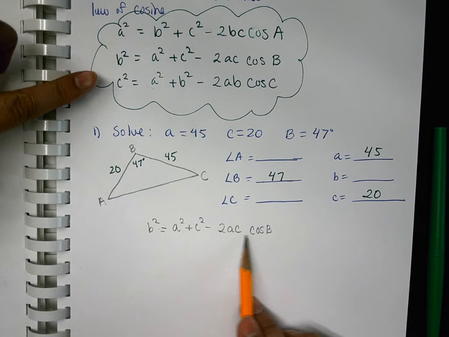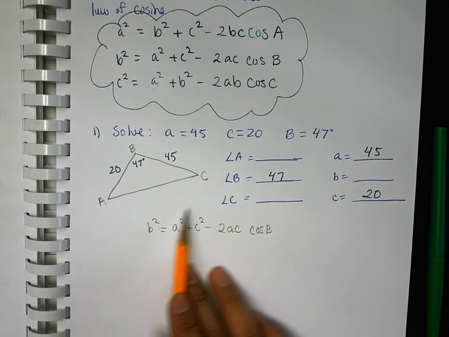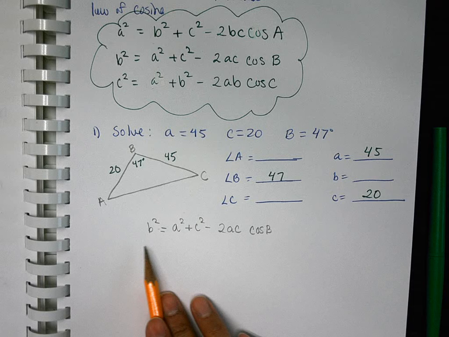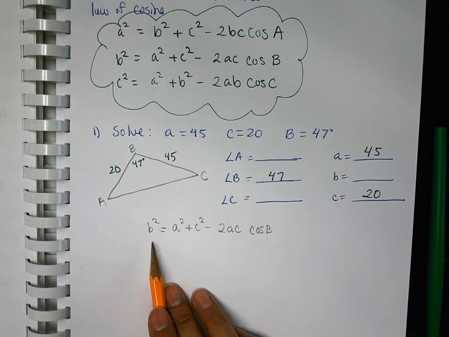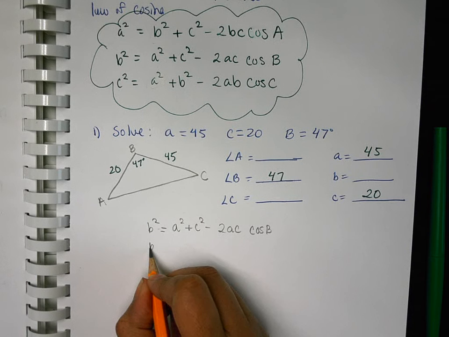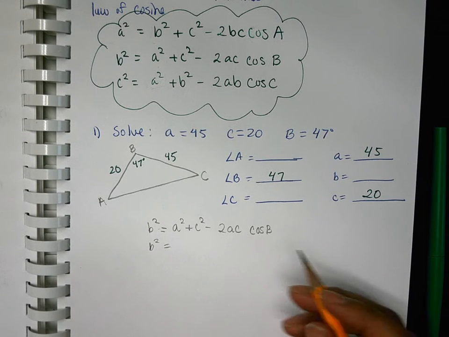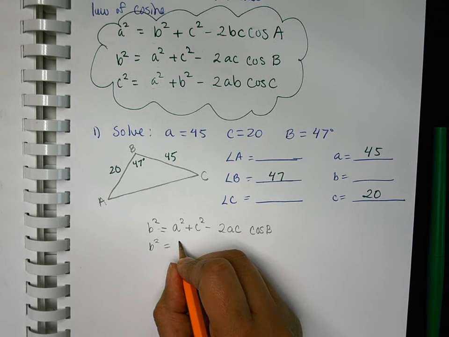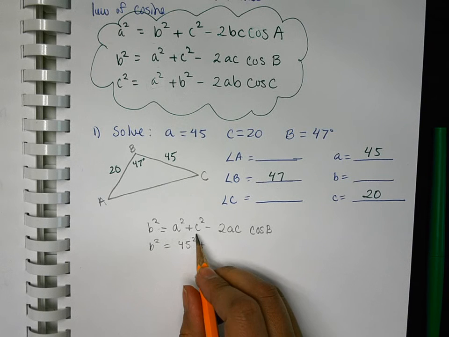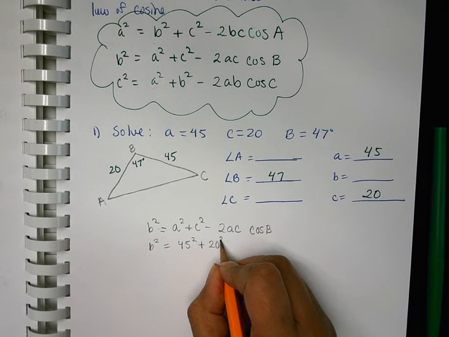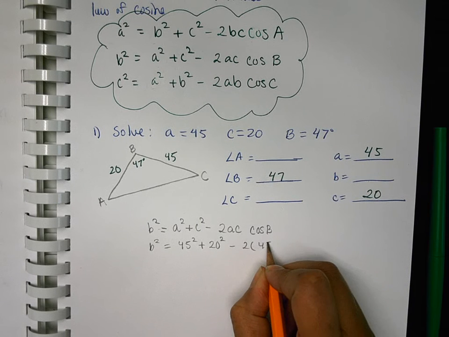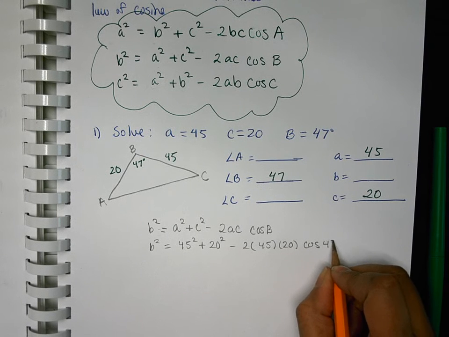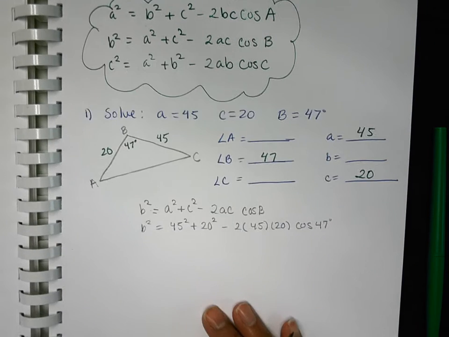Yes? All right, so do that when you're doing your homework. Just try to write this from memory so that you get that practice and you have it ready. All right, what are we looking for? B. So that's the part that's going to stay the variable. B squared equals little a squared. So what do I put in that spot? 45 squared plus side C squared, which is 20 squared, minus 2 times 45 times 20 times cosine of 47. Yes?